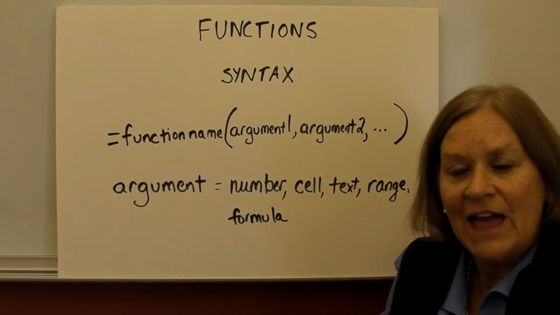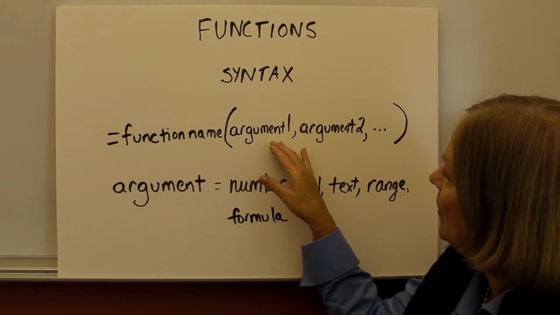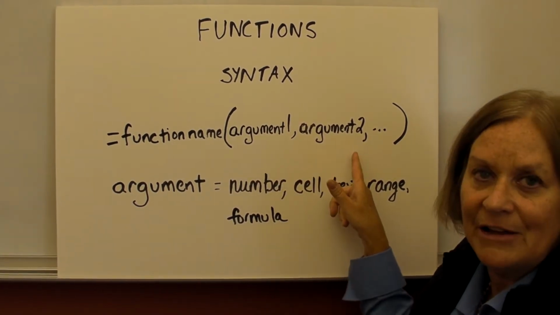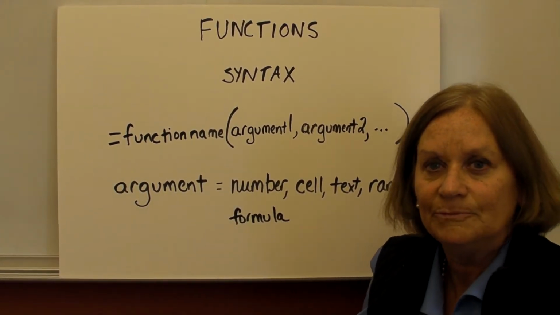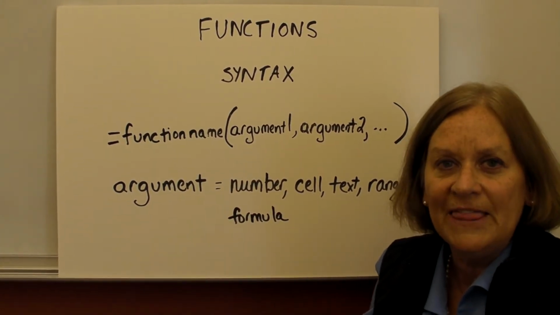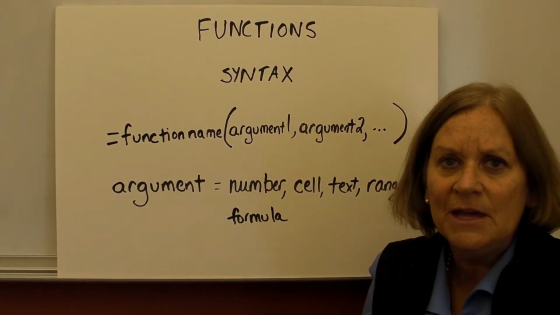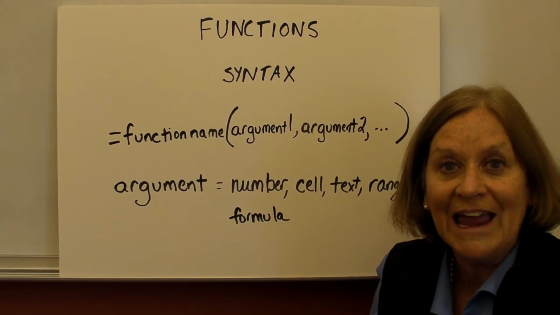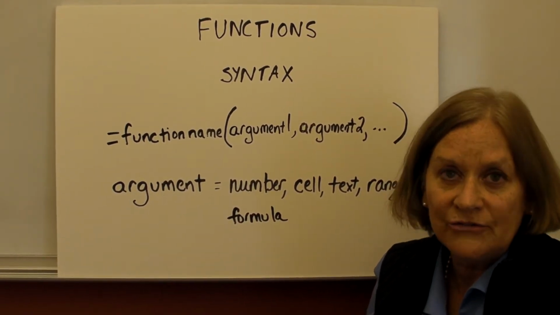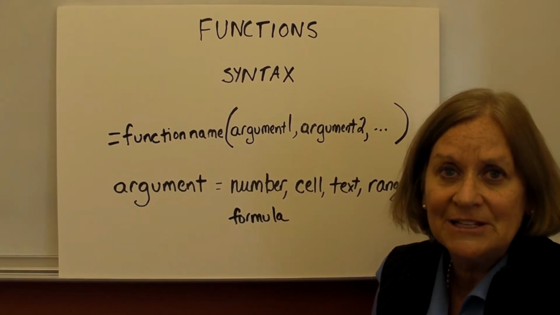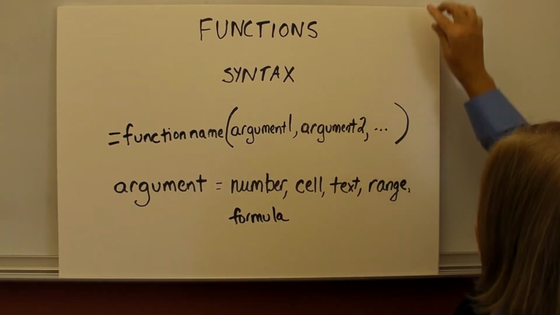If you have more than one argument, you need to separate the first argument from the second argument with commas. And you continue to separate the arguments with commas. So an argument within the function can be a number, it can be a cell, it can be text, it can be a range of cells, it could be a formula within itself. The two functions that I want to describe today are the IF function and the COUNTIF function.